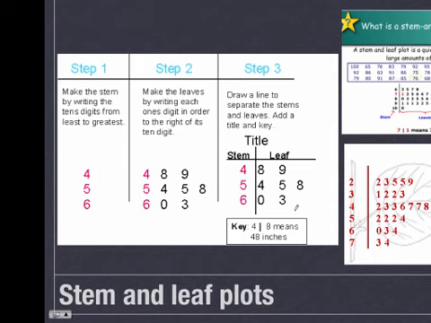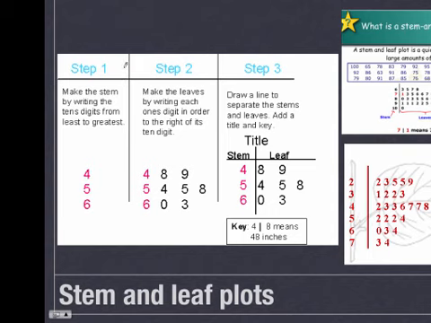Another visual display of data is called a stem and leaf plot. What I'd like to do with you at this point is just walk through the steps to creating a stem and leaf plot. It may look complicated just by viewing it like this, but as we go through each step, I think you'll see that it's not really complicated at all. First of all, you would have to have a set of data in order to start your stem and leaf plot.